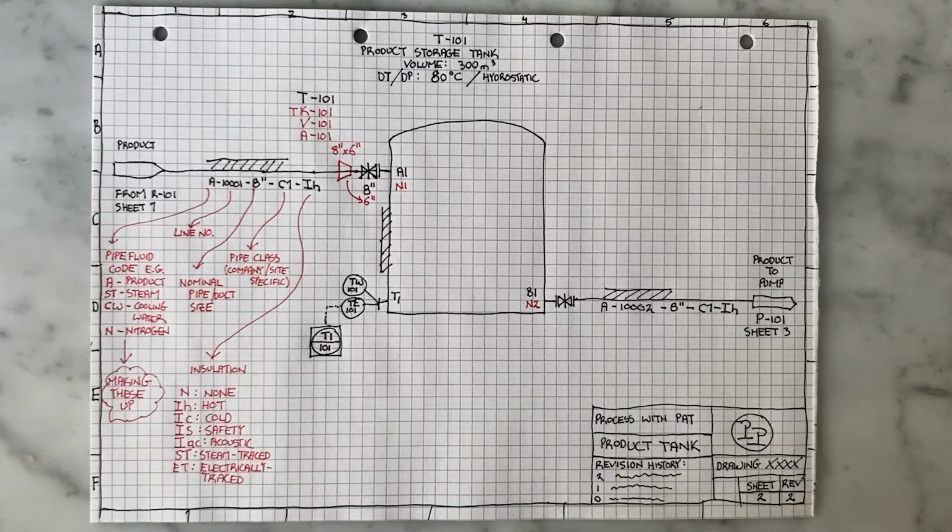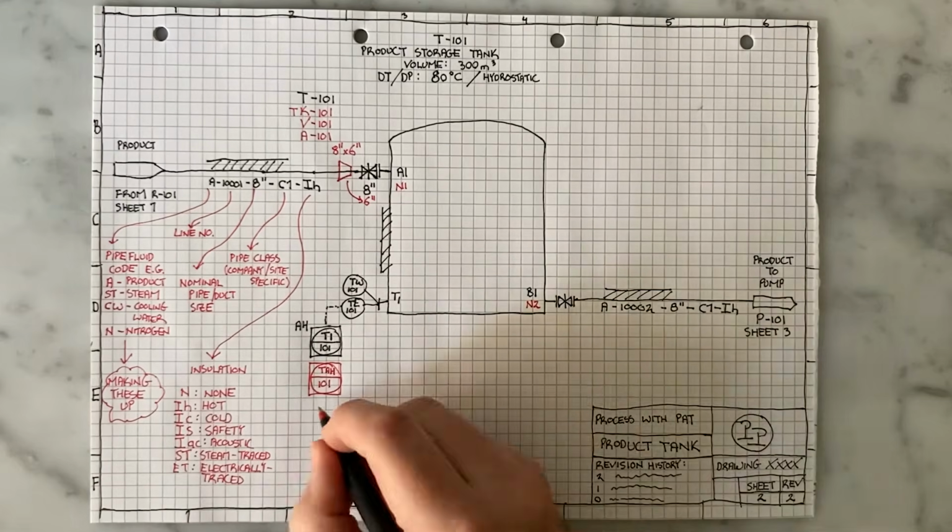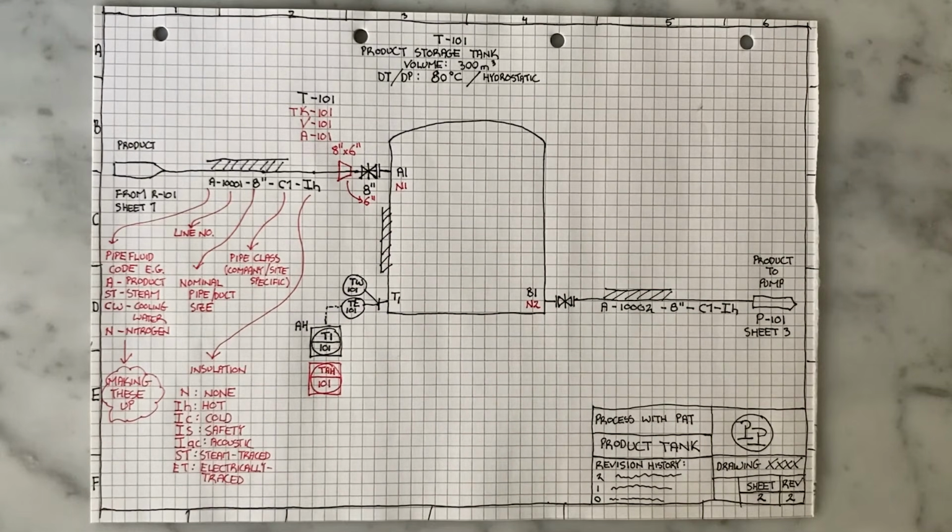Let's also pretend that we want to know if our fluid inside our tank gets too hot. So what we would do is put an alarm on this temperature indicator, and we can indicate that in two ways. One way is to put AH, for alarm high, next to the symbol for an indicator, or the other option is to draw another block that says TAH, temperature alarm high, as a separate block next to the temperature indicator. Now, you wouldn't do both. You'd either use the separate block or you'd put AH. I have seen both once again.